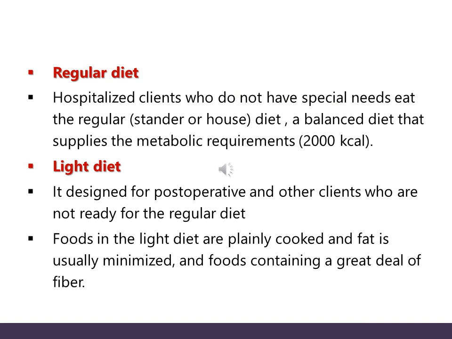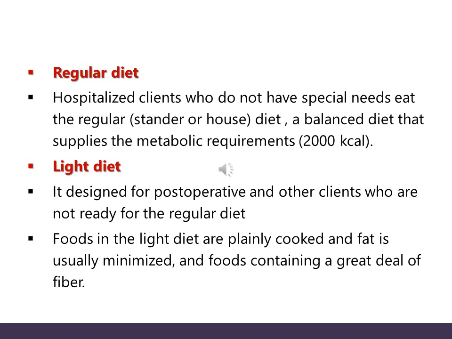We also have regular diet, from the word itself, regular. For those patients who do not have any problems, we can give them a regular diet. Standard or house diet. Just like what we eat at home. Those are regular diets. And regular diets normally contain 2,000 kilocalories.